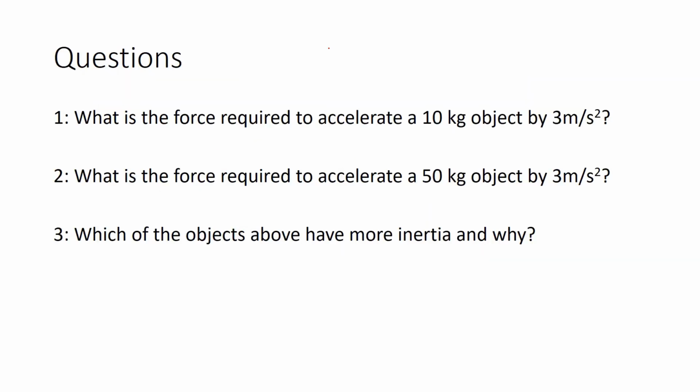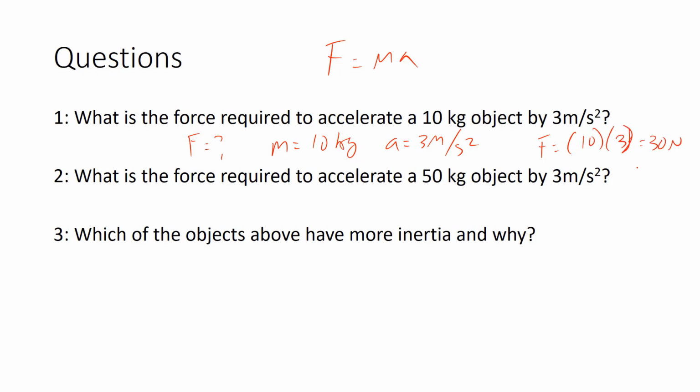So let's start with a basic. We're going to go to the F equals ma equation. What is the force required to accelerate a 10 kilogram object by 3 meters per second squared? So F equals question mark, the mass equals 10 kilograms, and the object is going to be accelerated by 3 meters per second squared. So what force is required? F equals ma, or F equals 10 times 3, and that is going to be 30 newtons of force.